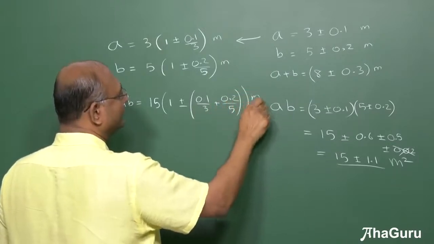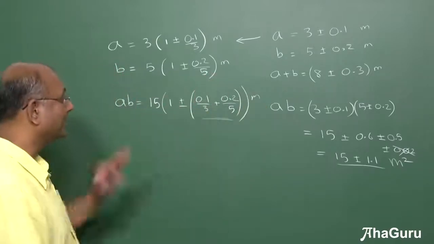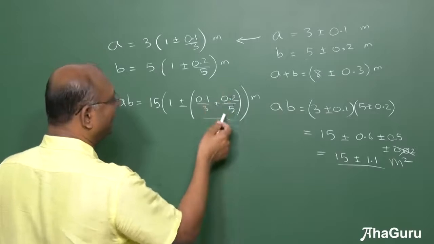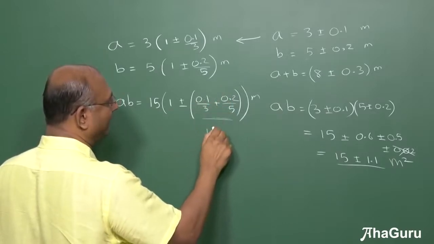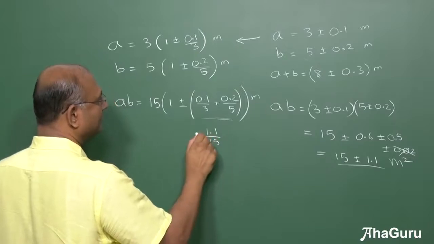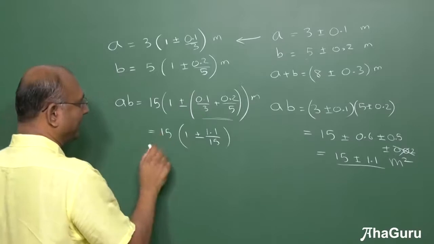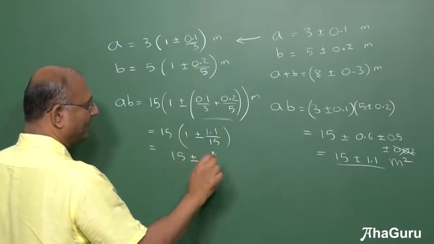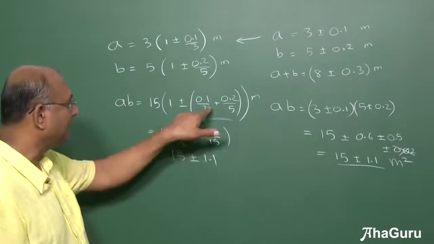Now, of course, you need to do this calculation, but this calculation can be done. Okay, it's not a very difficult calculation. In fact, let me do it. So this is going to give me 0.5 plus 0.6, that is 1.1 by 15. So if I now multiply, you're going to get 15 plus or minus 1.1. Did you see how we got this?